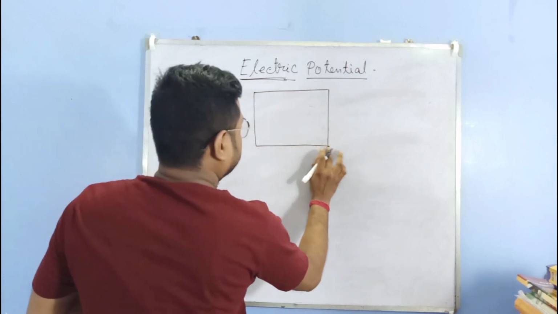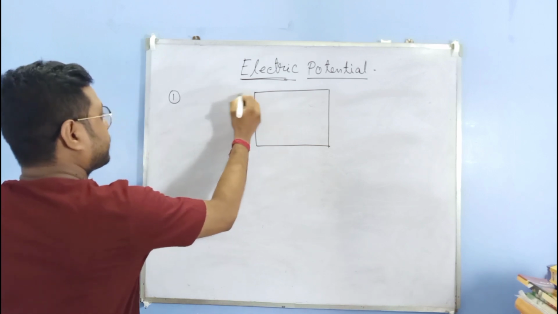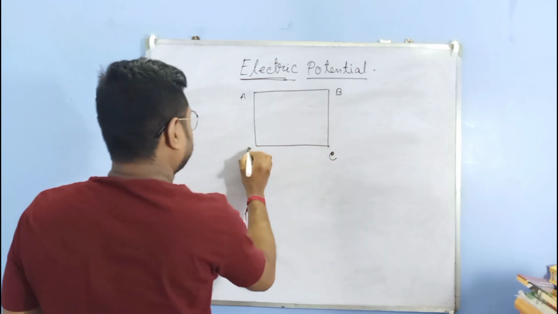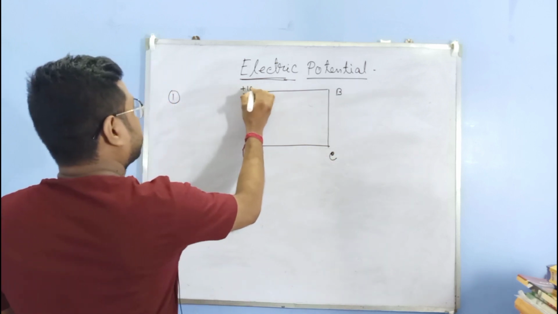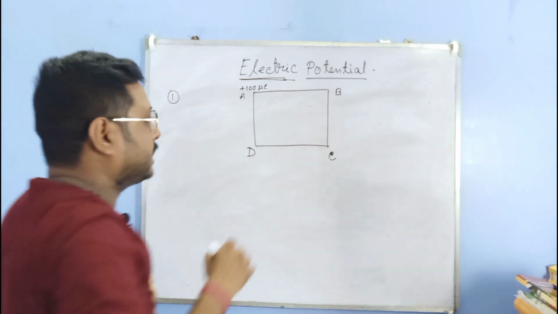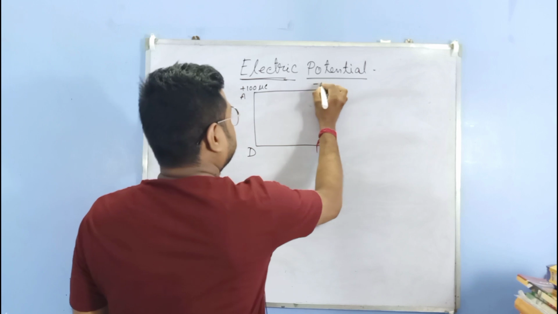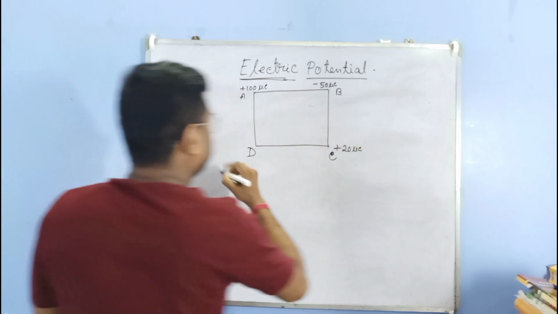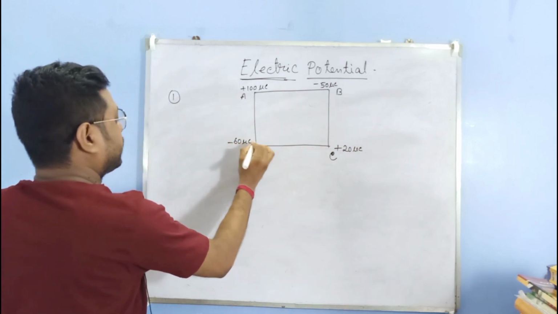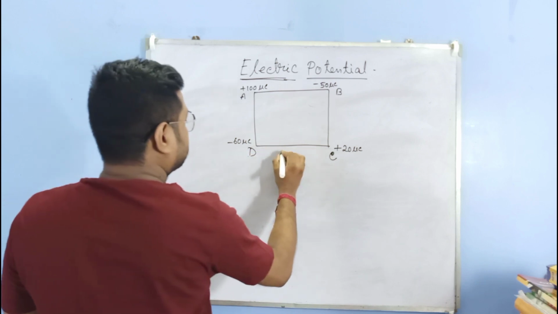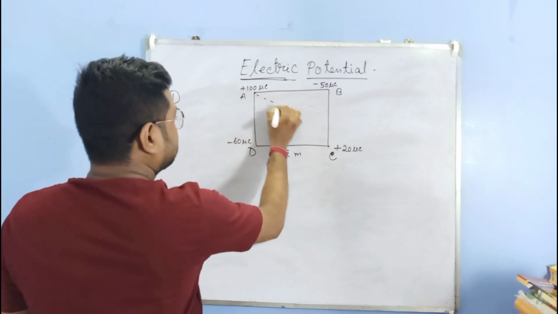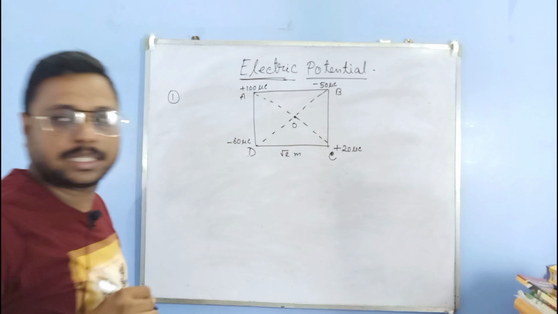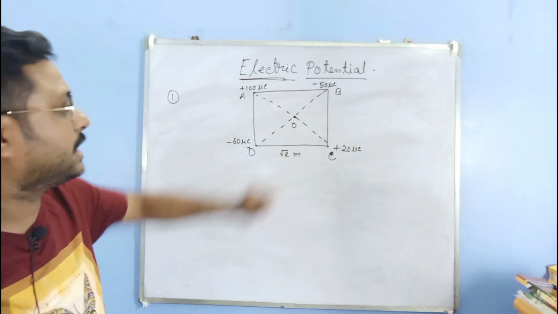Let us consider a square ABCD. Here the charge is 100 microcoulomb. Here the charge is minus 50 microcoulomb. At point C the charge is 20 microcoulomb and at D it is minus 60 microcoulomb. It is said that each side is root 2 meter. So what is the electric field at the center of the square? That is, if we take the point O as center, what is the electric field? What is the potential at the center?